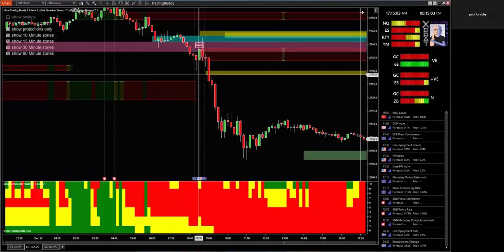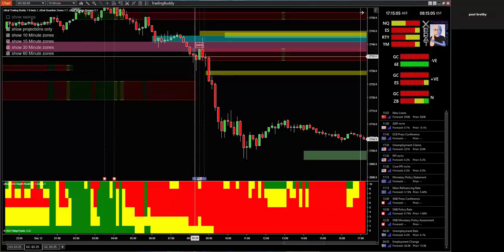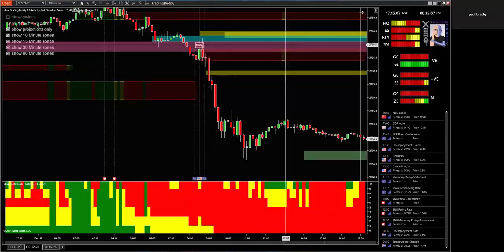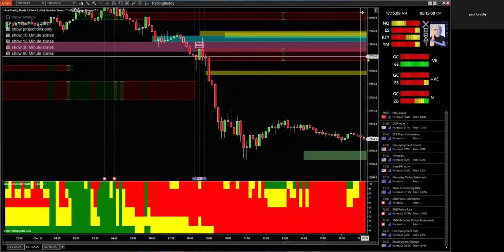I've got the US data come out. We have the reaction. I understand the behavior now. I'm looking at my correlations on the right. I see here GC is negative, 6E is positive. There's a negative correlation there. Really good for this type of trade. Everything looks good for me. GC, ES, everything looks good.